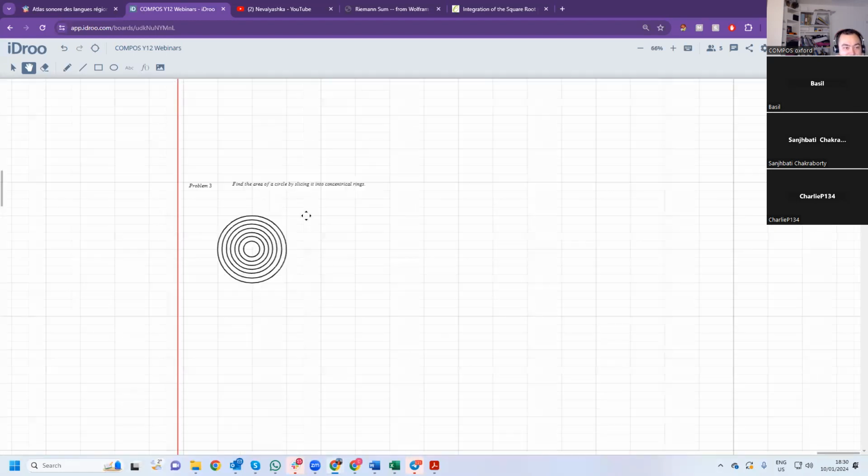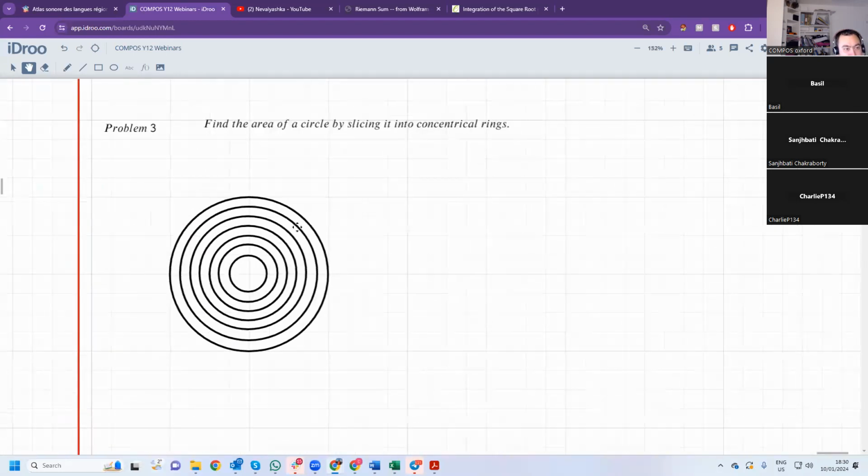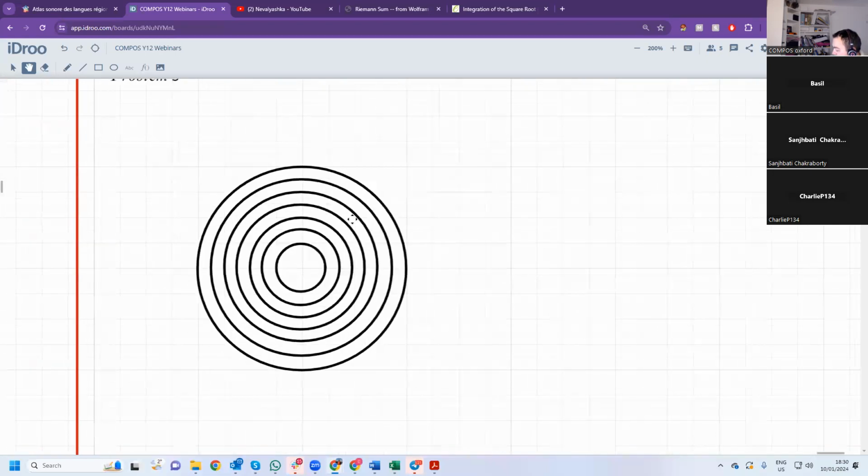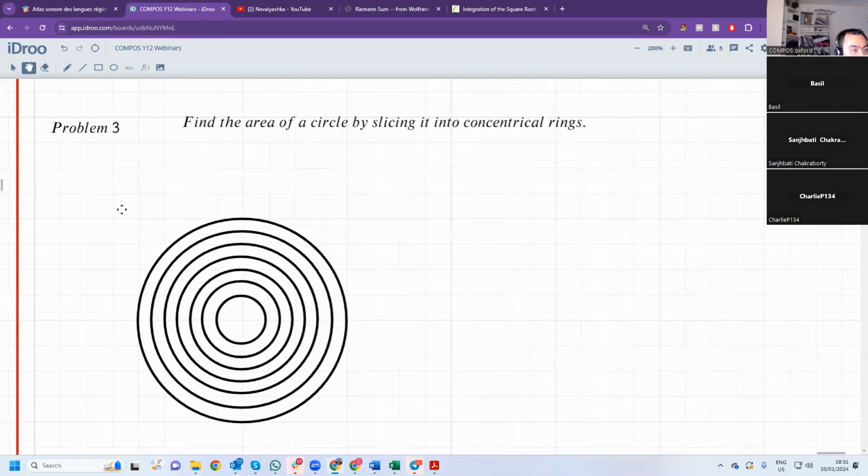So looking at concentric rings, we want to find the sum of the area of the rings. To find the sum of the area of the rings, let's look at one ring. One particular ring, let's take this one. It doesn't matter which one, just an arbitrary ring.